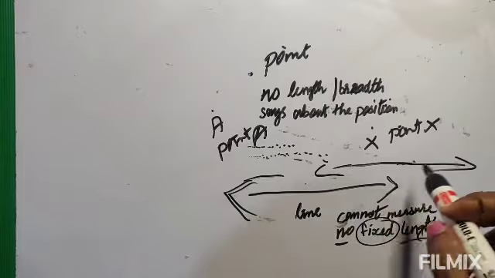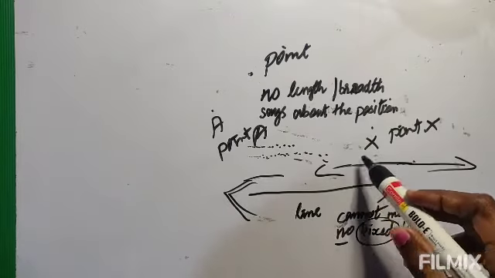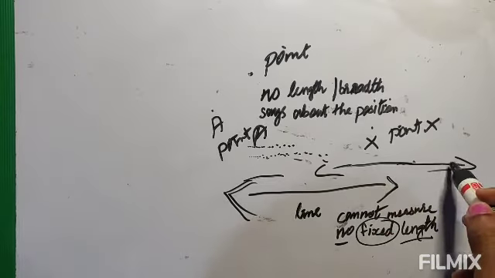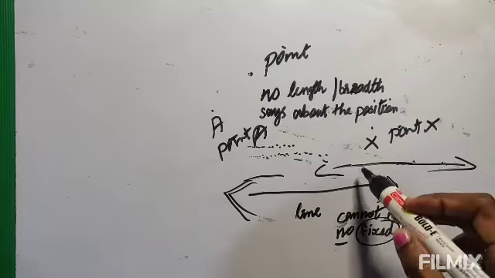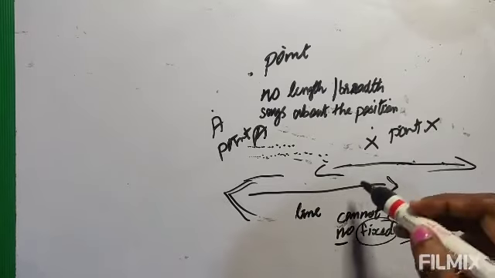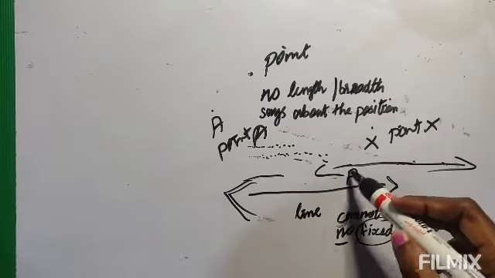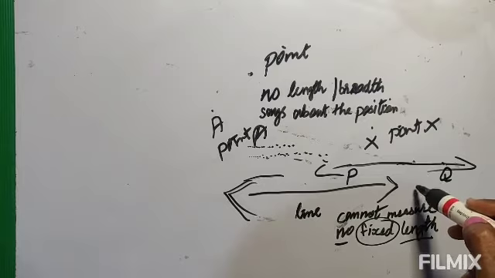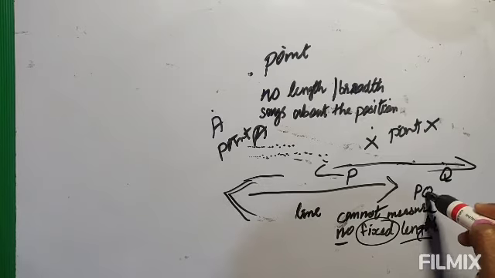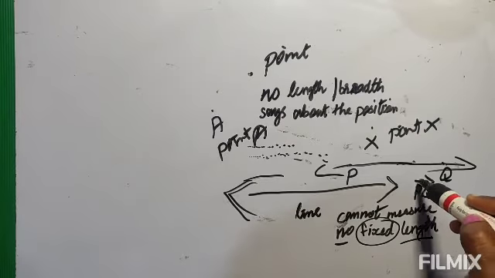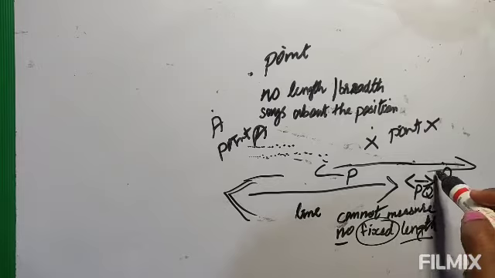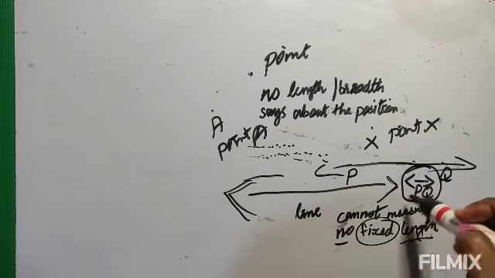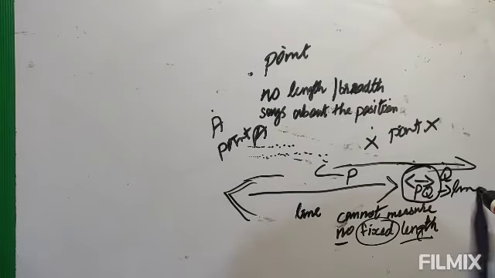Again, the line will be denoted with 2 points anywhere on the line. Suppose here is 1 point and here is 1 point, and I give P and Q. So this will be line PQ. Since it is going both sides endlessly, I give an arrow mark here. This is the way the line is denoted.